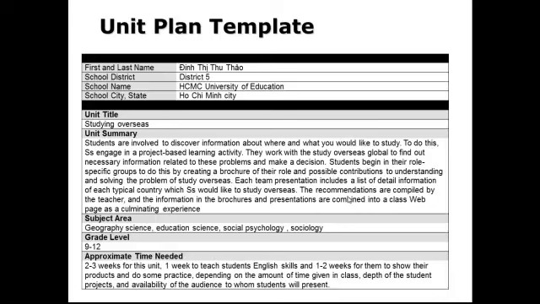The teacher gives the students the unit summary, and the subject areas of the unit are geography, science, education science, social psychology, and sociology. The students have 3 weeks for this unit: 1 week to teach students English skills and 1 to 2 weeks to show their products and do some practice, depending on the amount of time given in class.